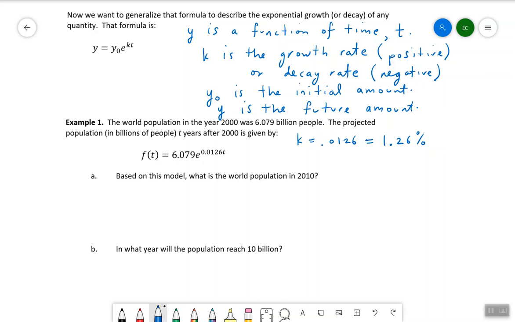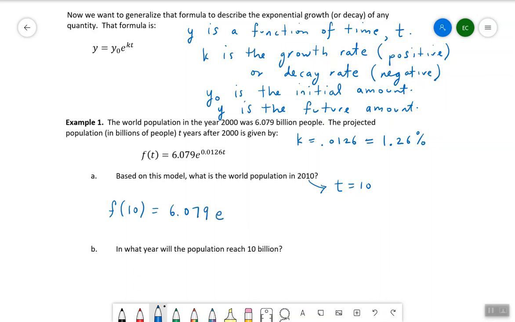In this model, we're assuming that the population is growing by 1.26% per year. Based on this model, what's the world population in 2010? How would you do that? Well, 2010 is 10 years after the year 2000. So 2010 means t is equal to 10, and we just want to evaluate the function at t equals 10.